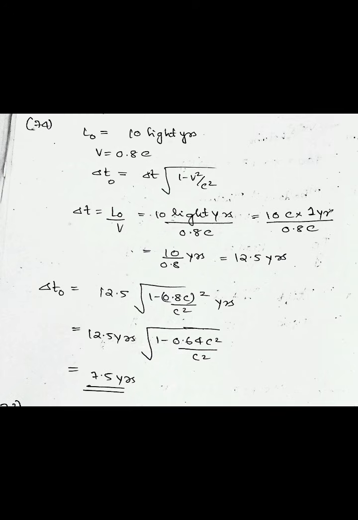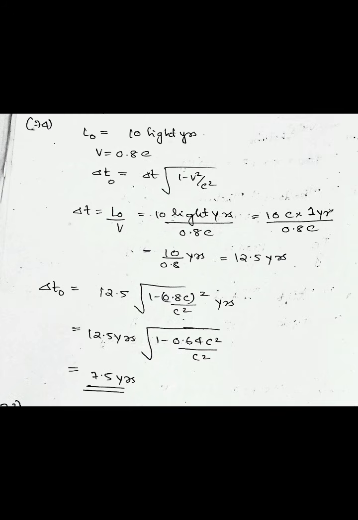We know by time dilation delta T0 is equal to delta T into square root over 1 minus V square by C square, and delta T is equal to L0 by V, that is equal to 10 light years divided by 0.8 c, and this is equal to 10 c into 1 year divided by 0.8 c, and this is equal to 10 divided by 0.8 years, and this is equal to 12.5 years.